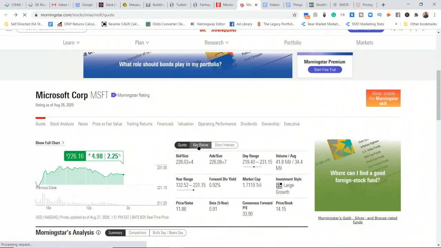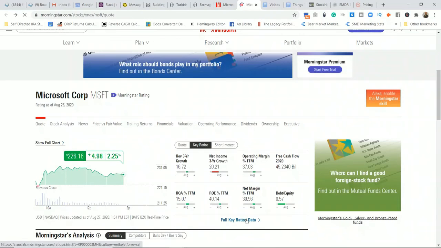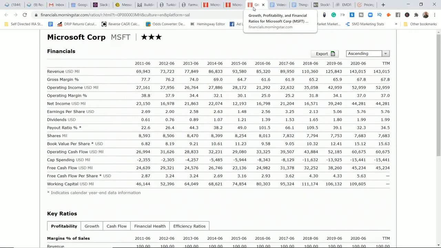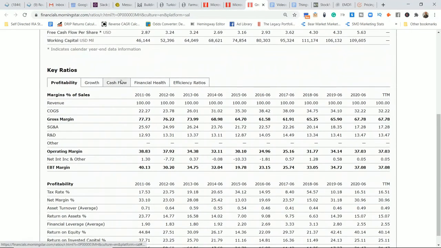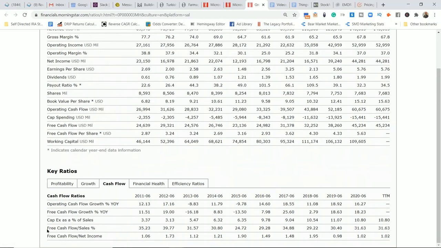There we go. Go to Key Ratios tab. Scroll down to cash flow, and this number is one of my favorite investment metrics. This tells you the free cash flow divided by sales over time. Super important. You typically, again, want to see this going up over time. I look for anything above 5% on a consistent basis. So Microsoft just destroys that threshold.